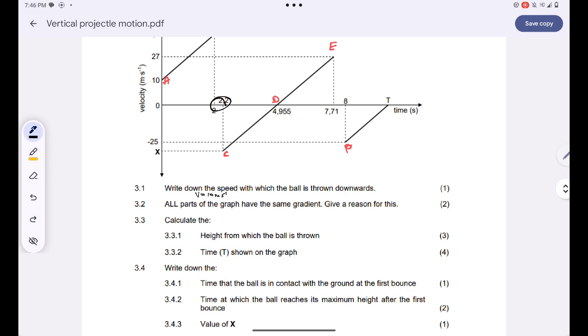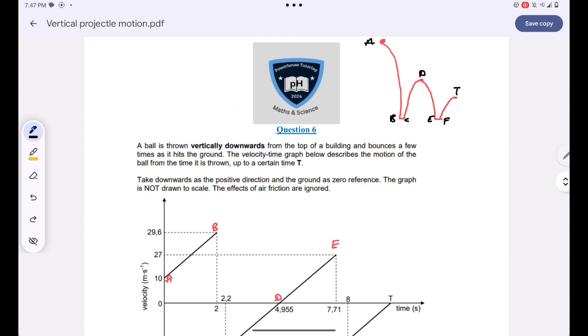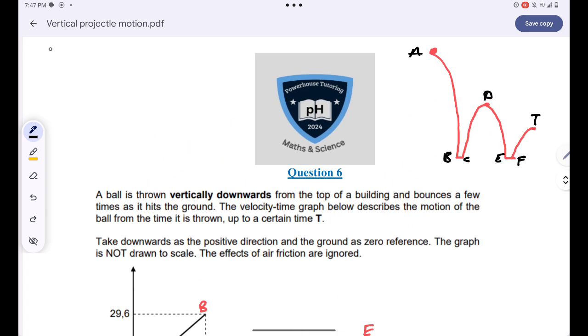Okay, calculate the height from which the ball was thrown. I'm going to answer this question in two ways. Firstly, by just using equations of motion, and then secondly by using the graph. Because sometimes they can say to you, use the graph to calculate the height of the building. Are you together? So whenever you use your equations of motion, you are focusing on path A, B.